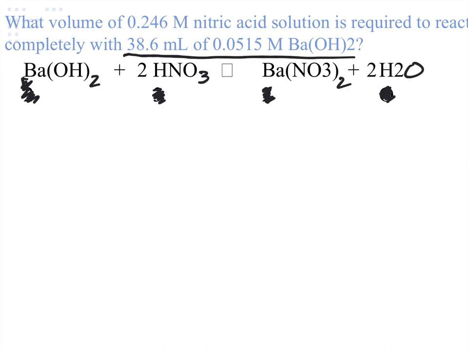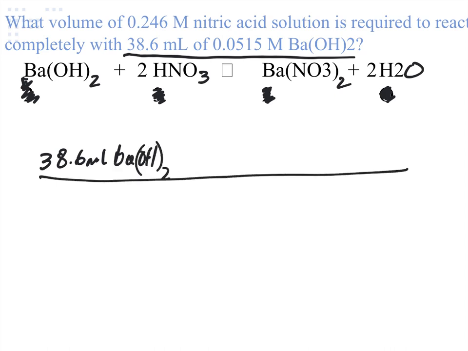When you start these problems, a lot of kids just get lost in how to start. Look for the one that they gave you both numbers. If they give you milliliters and molarity of the barium hydroxide, that's usually what you're going to start with. Actually, that's always what you're going to start with: 38.6 milliliters of the Ba(OH)2, and I anticipate I'm going to run out of room here. I need to change my milliliters to liters.